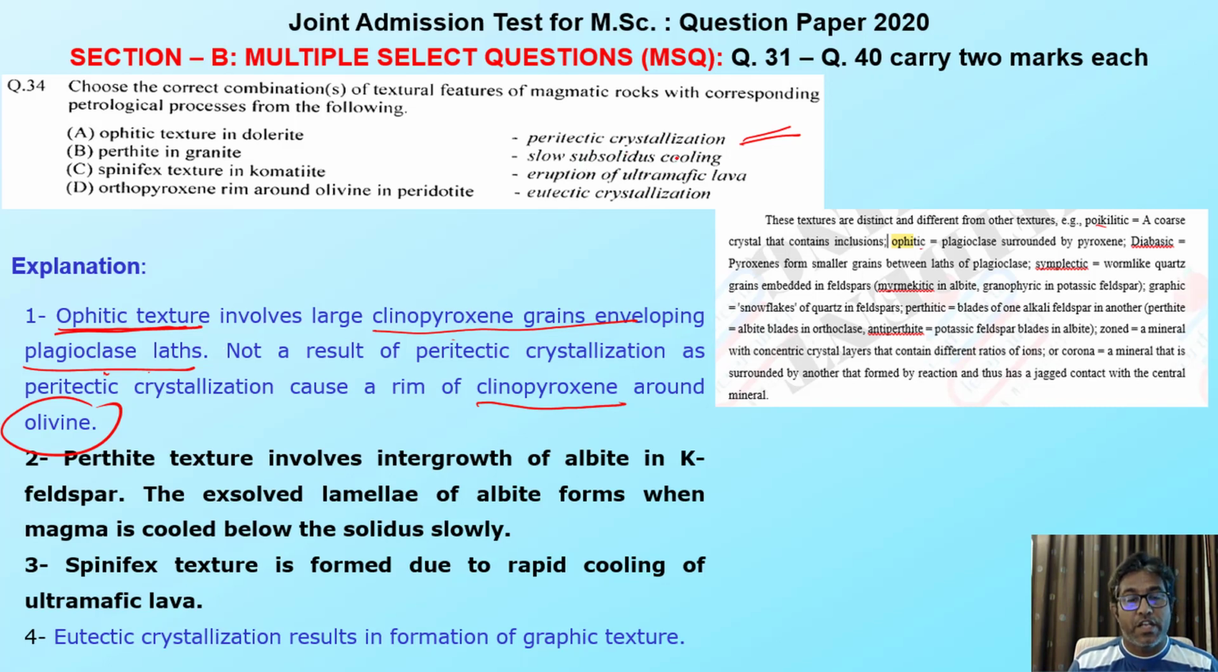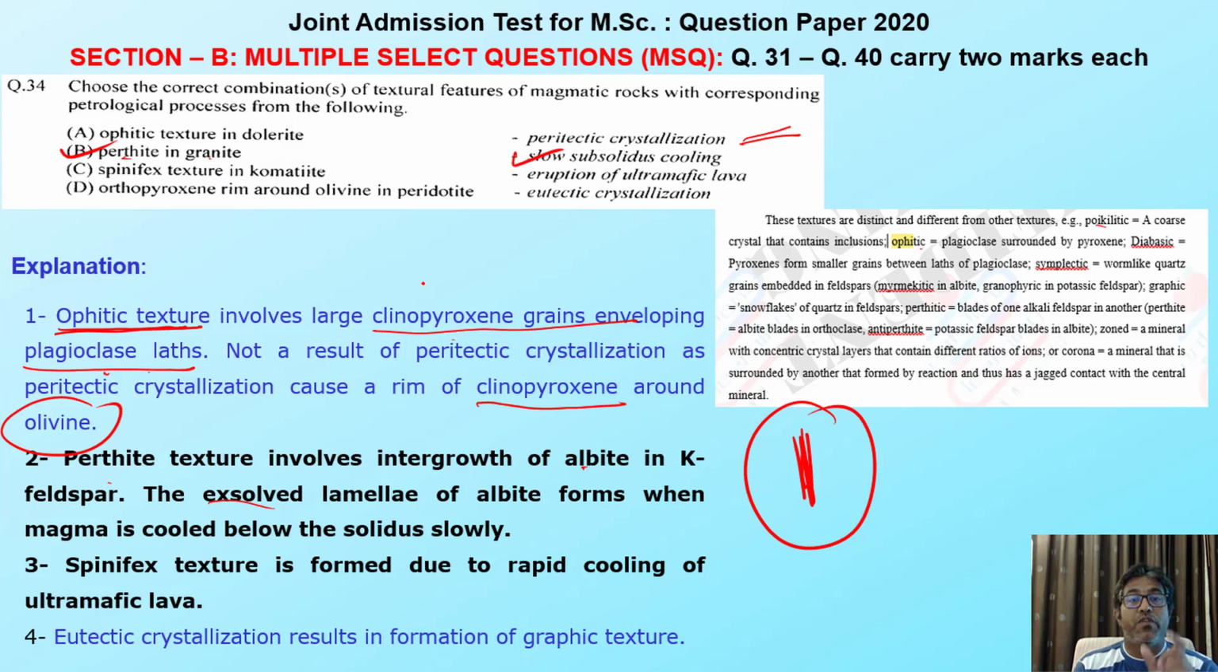peritectic crystallization. Now, what is perthite in granite? Everybody knows about perthite. Perthite texture involves intergrowth of albite in K-feldspar, as exsolution lamellae, where we have these small lamellae like this. How will it form? It forms when the magma cools slowly below the solidus, meaning subsolidus. So my option B is okay.